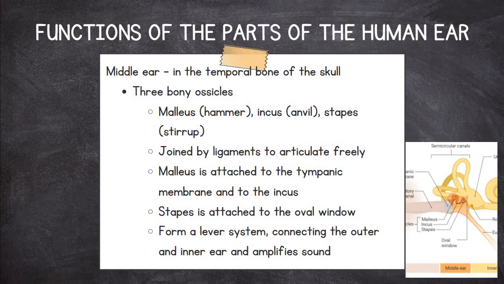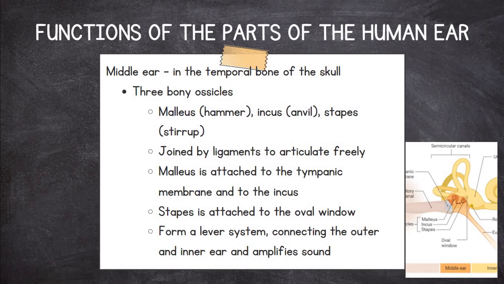Then we have the three bony ossicles, so the malleus, also called the hammer, the incus, also called the anvil, and the stapes, also called the stirrup. So those are these three little bones, and they are joined by ligaments in order to allow them to articulate freely. Because they carry this vibration, they need to be able to move, to transfer the vibration, and because of that, they have to be joined but not fused, and this is why they are ligaments.